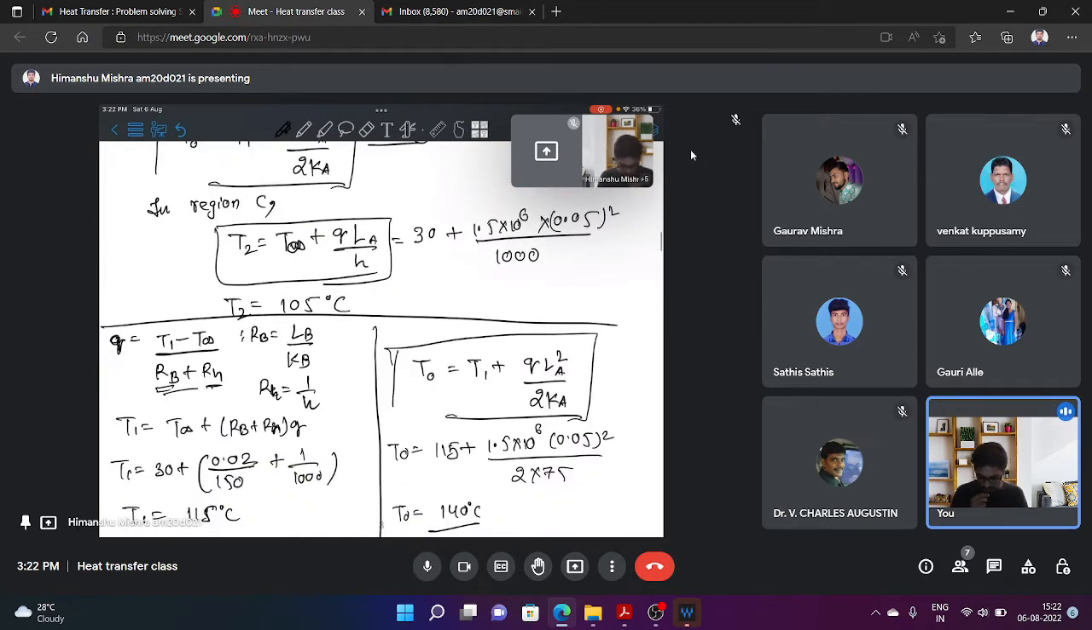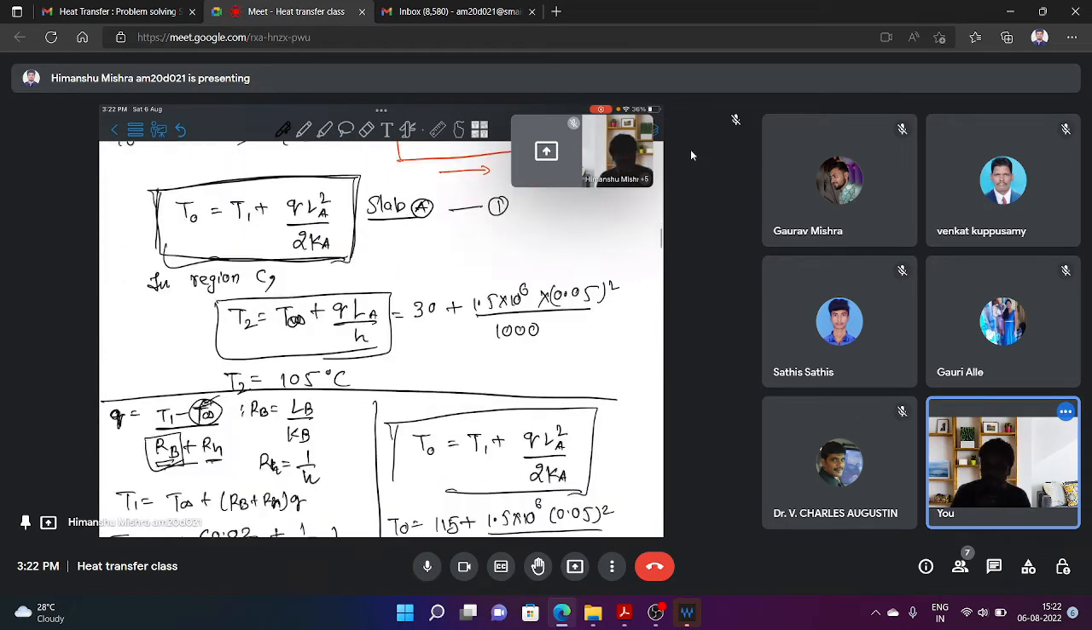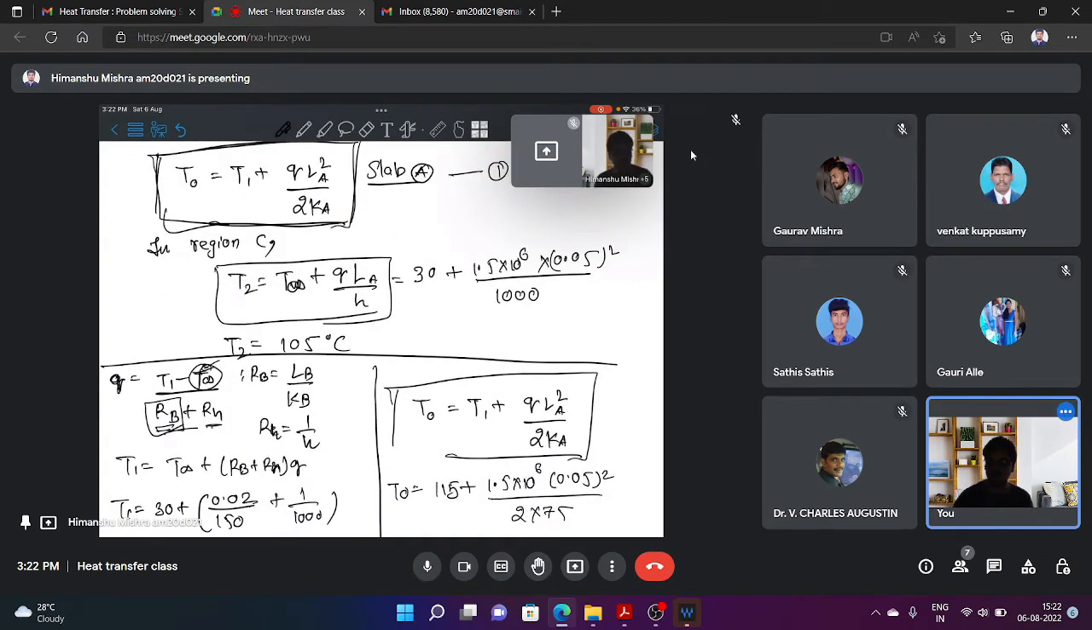We can also define this. We can also find it by putting T2 here instead of T infinity, so we just record only this resistance. But anyway, there are multiple ways. And for T0, we use this relation, which is the heat generation in the slab. So, yeah. Any doubt in this question? Okay.